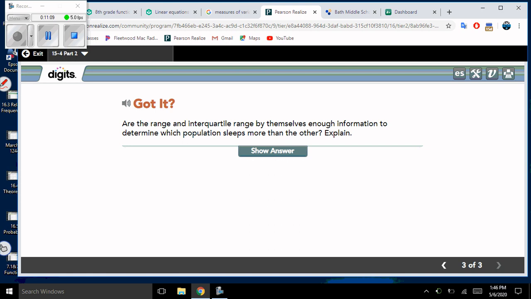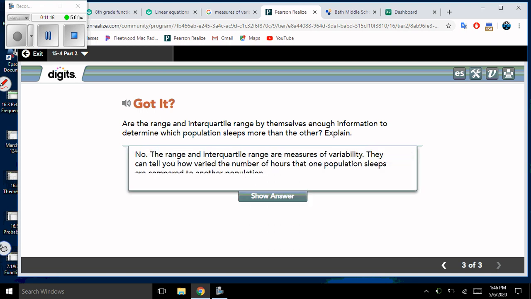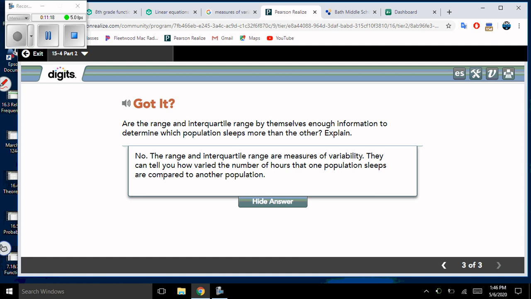Could you use the range and the IQR to determine which population sleeps more than the other? No, not really. It's basically a measure of variability. I think you'd be better off, if you're looking for that kind of thing, to go with an average or the median. All you're basically going to do is compare one group to another in terms of the consistency of the situation.